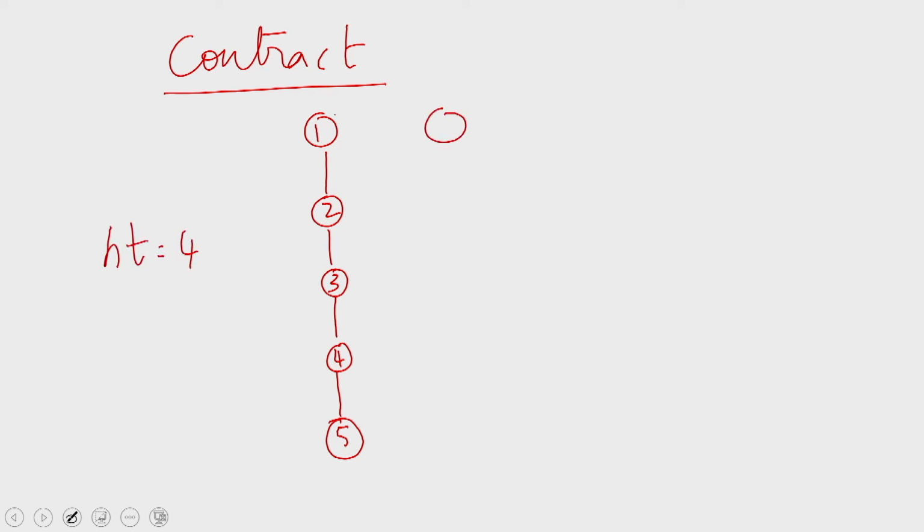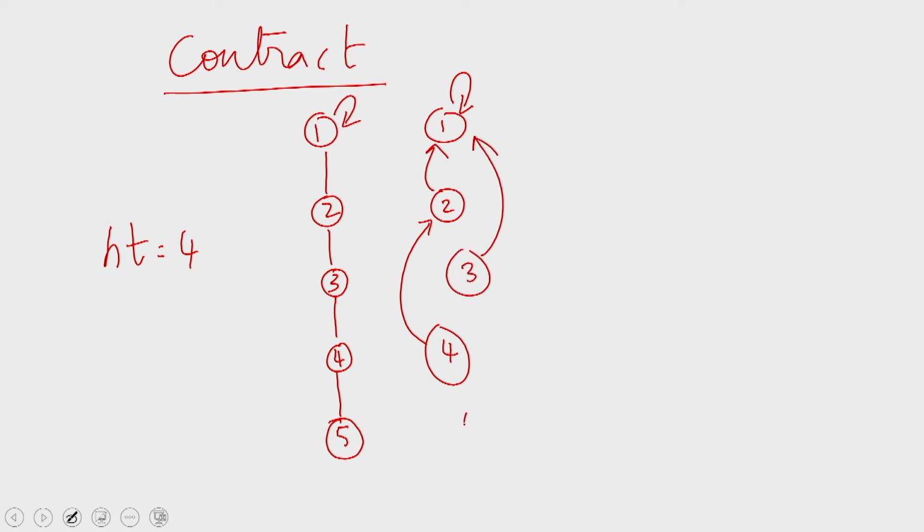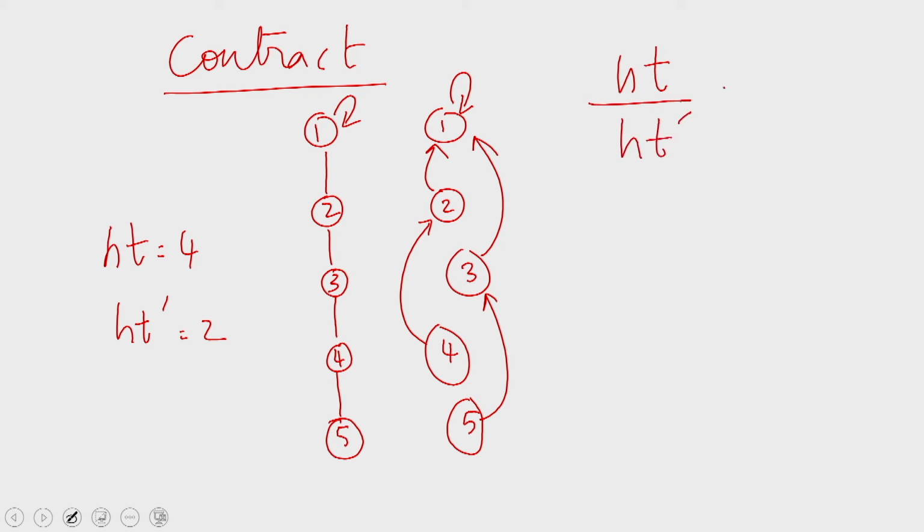When we perform pointer jumping, 1 is pointing to itself, which is the root. So, 1 will continue to point to itself, 2 will continue to point to 1, 4 will point to 2. Now, 4 has a depth of 2, 3 will point to 1, and 5 will point to 3. So, you find that the height has now reduced to 2. So, if you take the ratio of the old height to the new height, you find that it is 2.